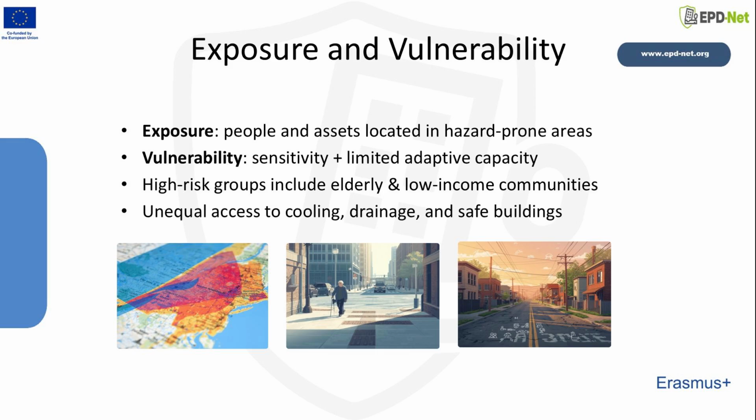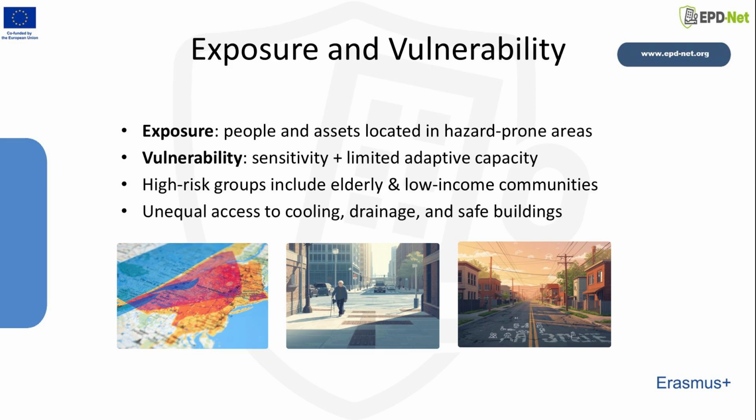Risk is shaped not only by the hazard itself, but also by who and what is exposed, and by how vulnerable they are. Exposure refers to the people, buildings, infrastructure, and assets located in hazard-prone areas. Vulnerability, in contrast, combines sensitivity with adaptive capacity. In other words, it reflects how strongly a population may be affected and how well it can cope with impacts.